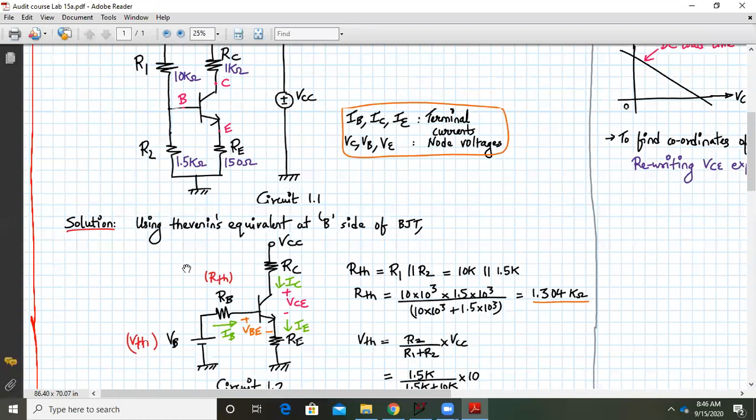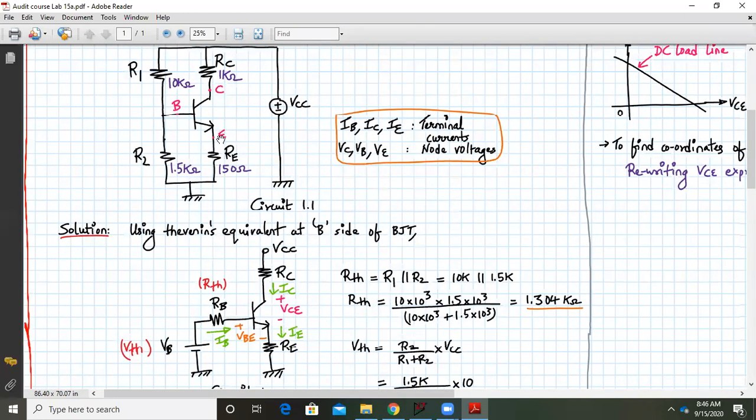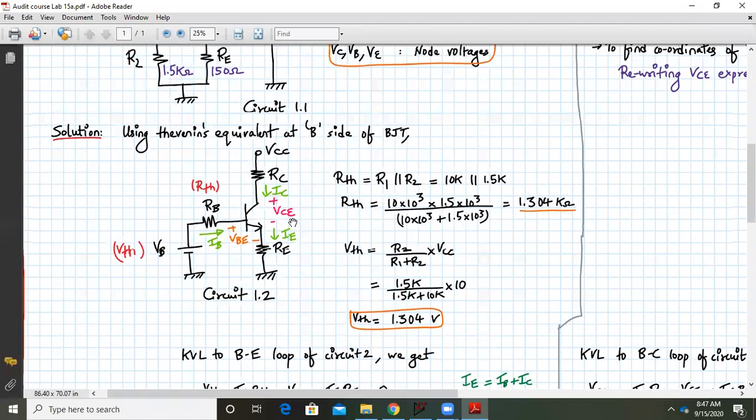We get the Thevenin's equivalent resistance and Thevenin's equivalent voltage at the base terminal. If you see the collector side and the emitter side, it remains the same. There is no change. Only at the base side it becomes VTH and RTH. The Thevenin's theorem reduces the entire network into a voltage source in series with a resistance. The voltage source will have a value VTH and the resistance will have a value RTH. So let us analyze this now in detail.